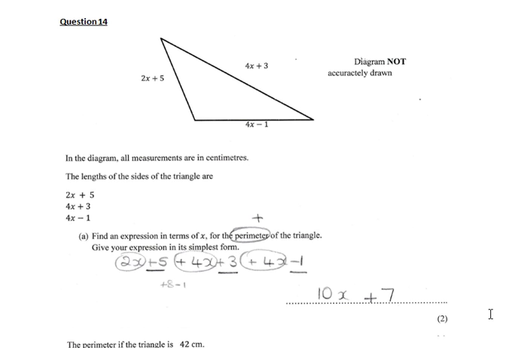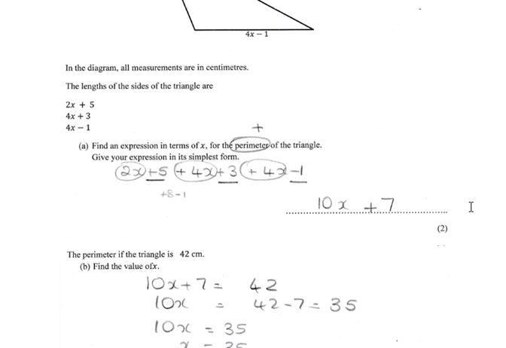Question 14. Part A wants us to find an expression for the perimeter. If we add together the three sides, we'll get the perimeter. We've got 2x, add 4x, add 4x, which makes 10x. We've got plus 5, plus 3, and minus 1, which makes plus 7 altogether. So the perimeter is 10x plus 7 as an expression.